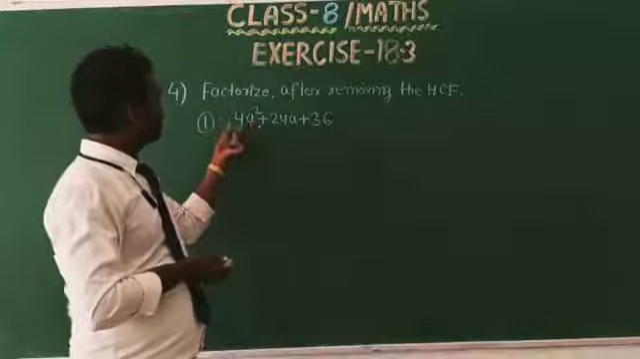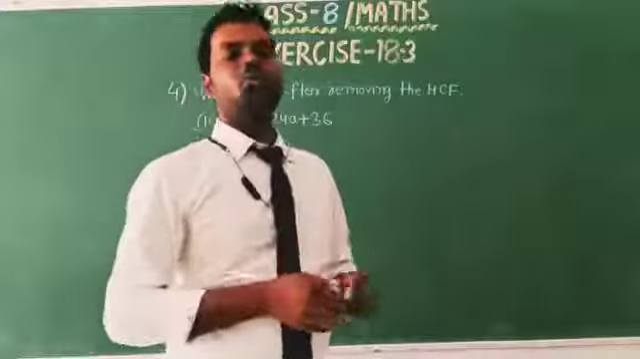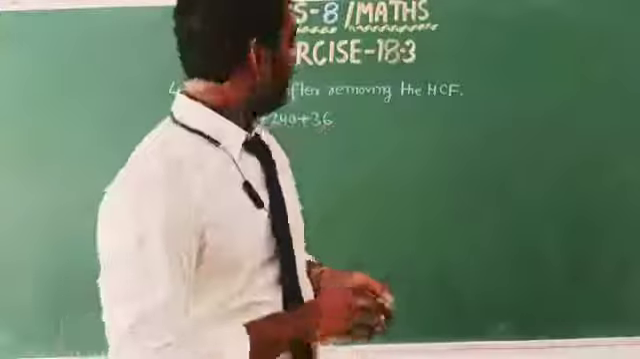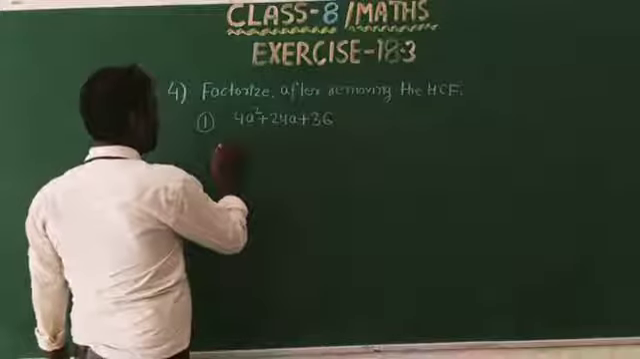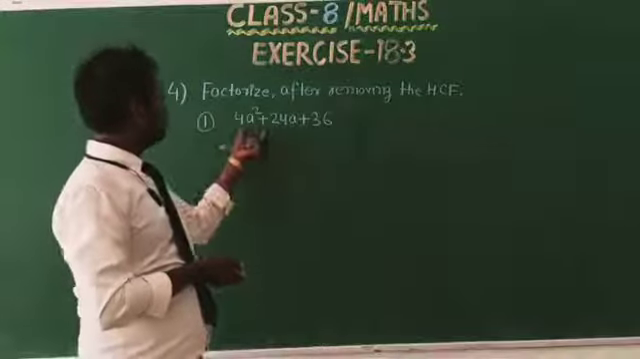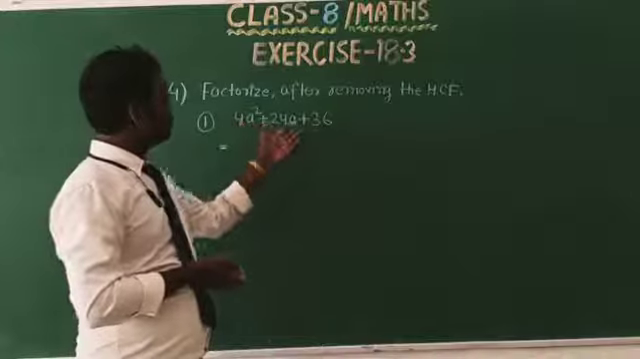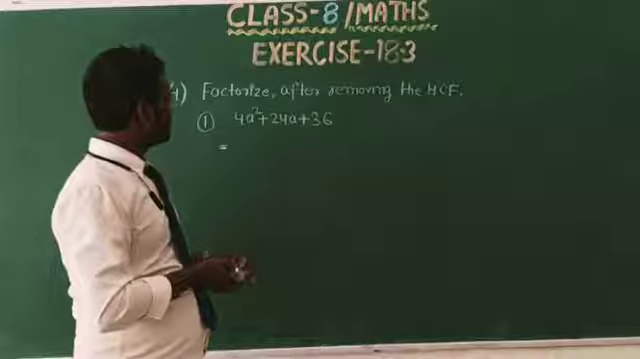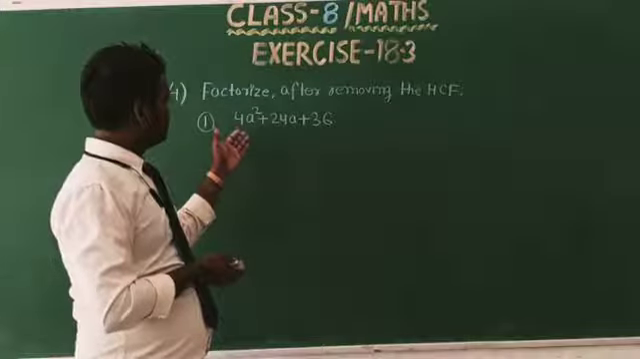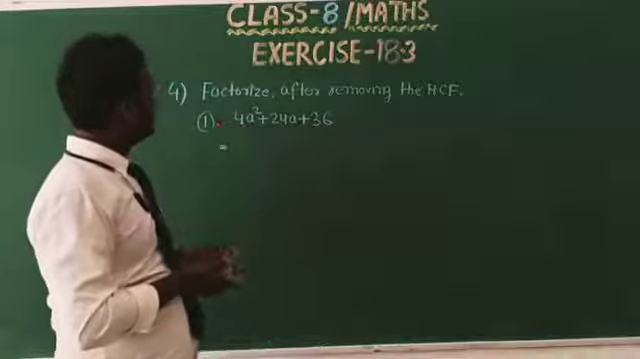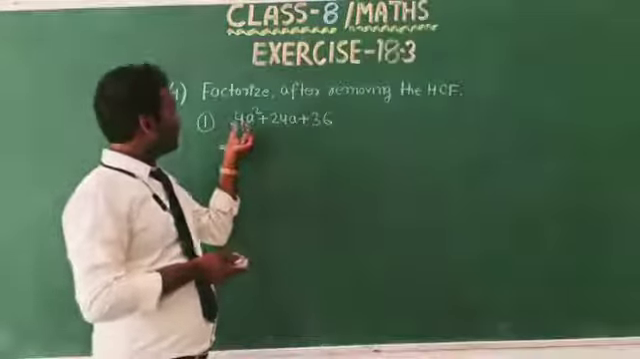Dear children, we have to factorize this given expression by removing the HCF. Now observing each term of the given expression, 4a square plus 24a plus 36, we see that 4 is the HCF.